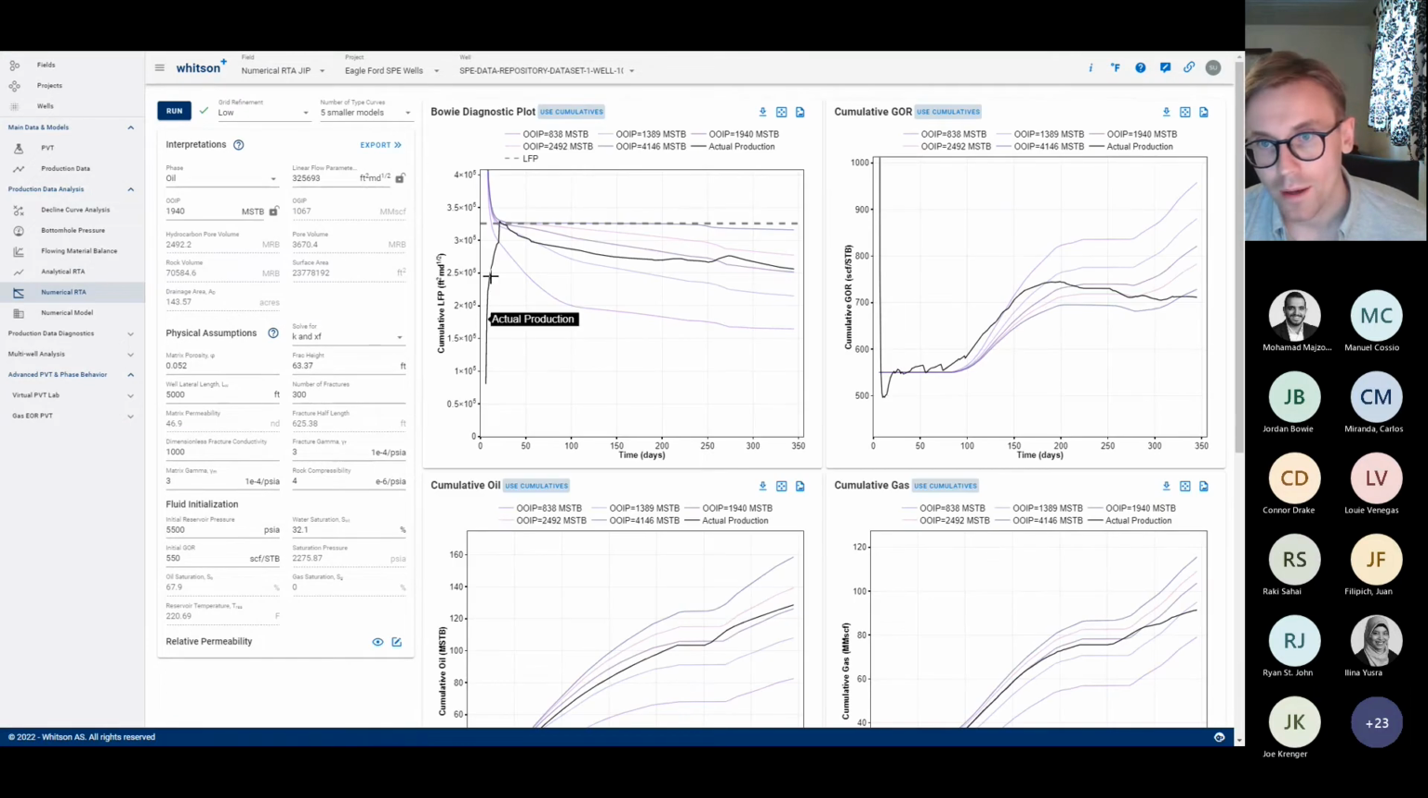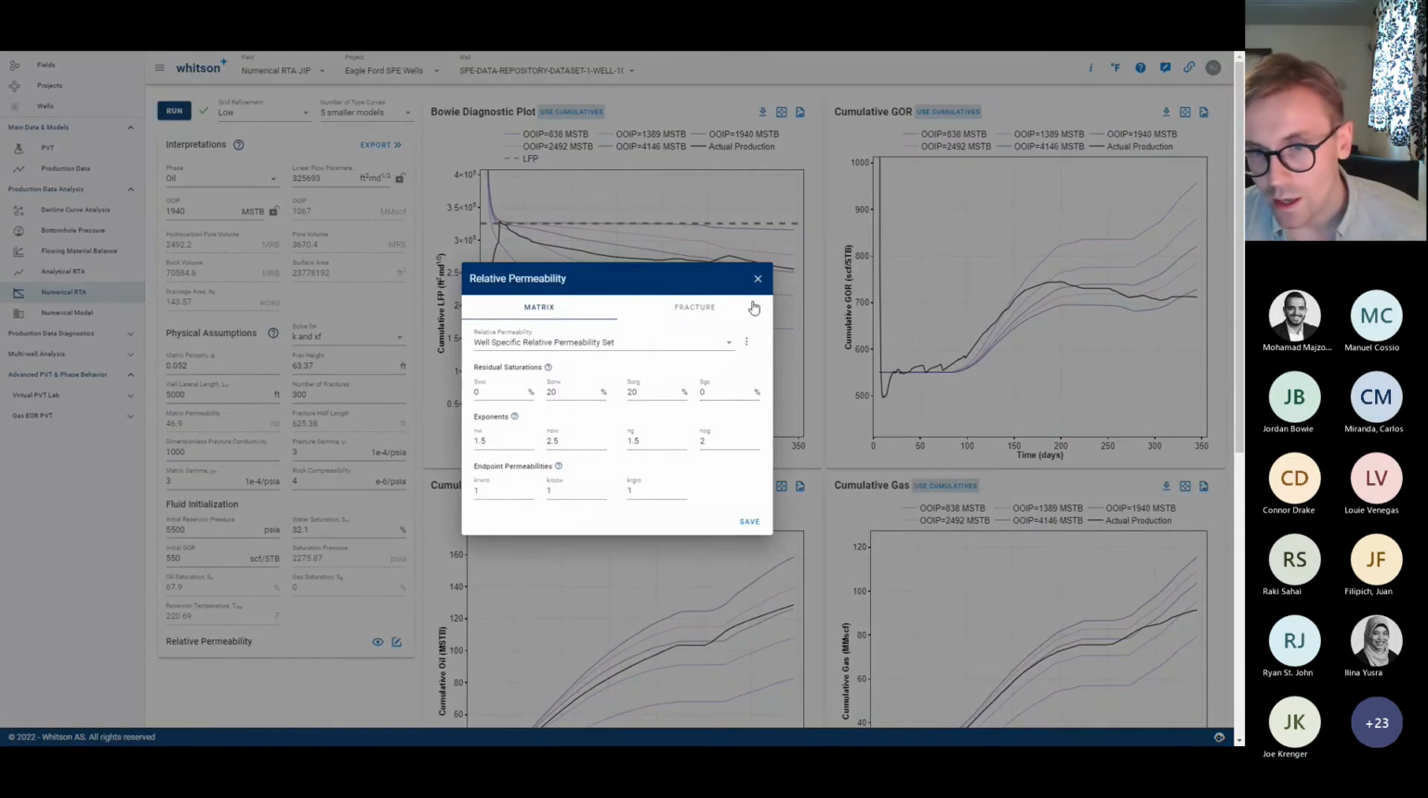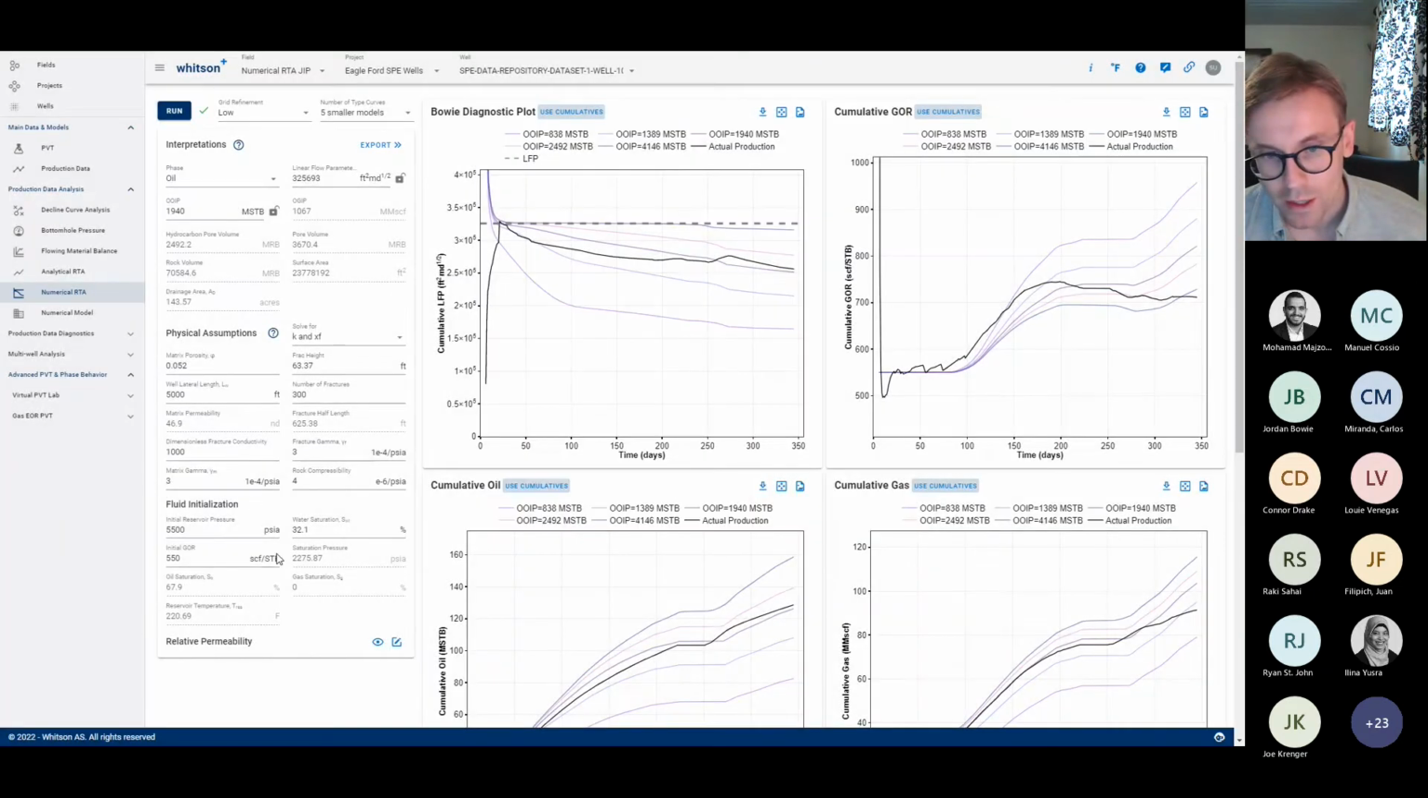My next step is to run my numerical RTA model. In my numerical RTA model, I simply change my relative permeabilities, make sure that I'm happy with my fluid initializations, water saturations, etc., and some of the petrophysical parameters, and then I just click run. What you see that I've done here is to pick about five smaller models.